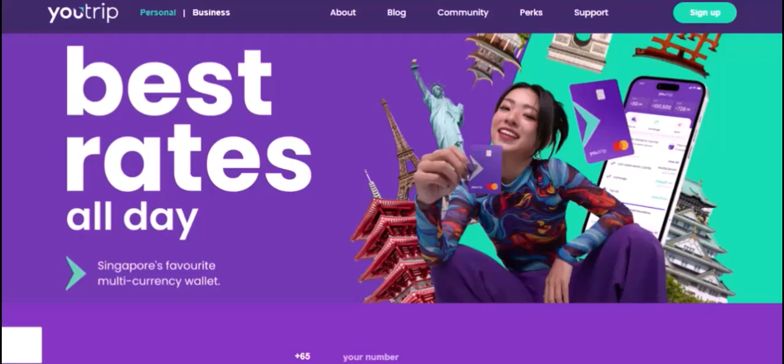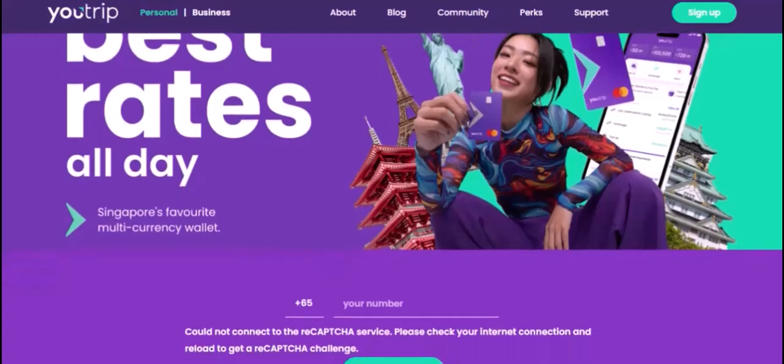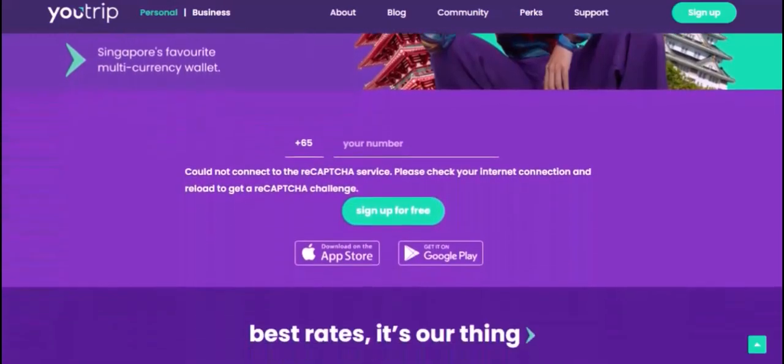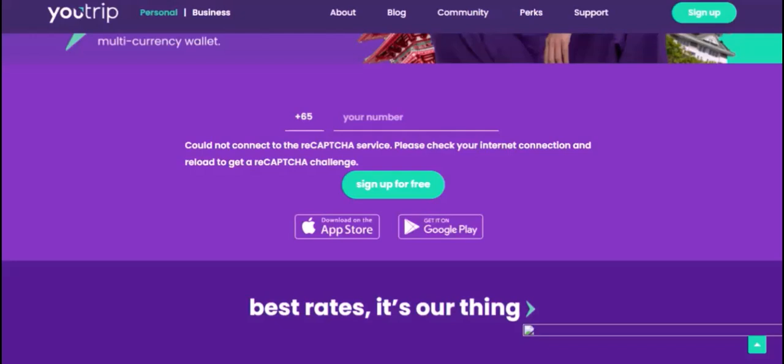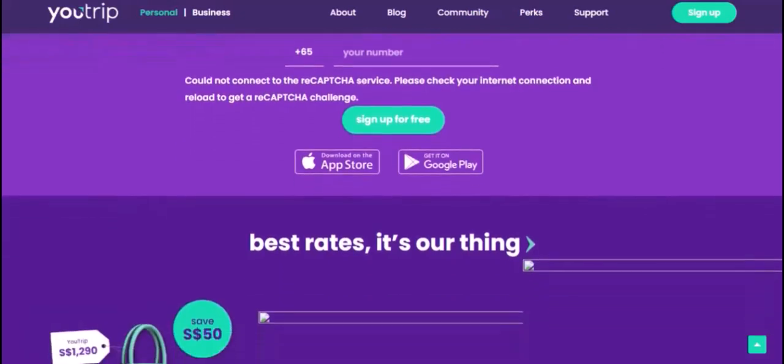But before we get into whether it's free or not, let's talk about the benefits of using a YouTrip card. No foreign transaction fees. This is the big one. Say goodbye to those hidden charges that can add up quickly when traveling. Multiple currencies. YouTrip supports a wide range of currencies, so you can easily manage your expenses while abroad. Real-time exchange rates. The card uses real-time exchange rates, ensuring you get the best deal every time. Easy to use. It's simple to top up your card and use it like a regular debit card.